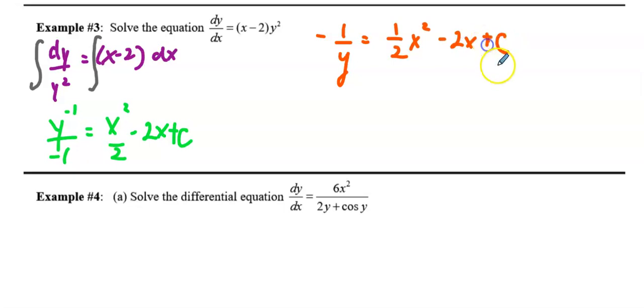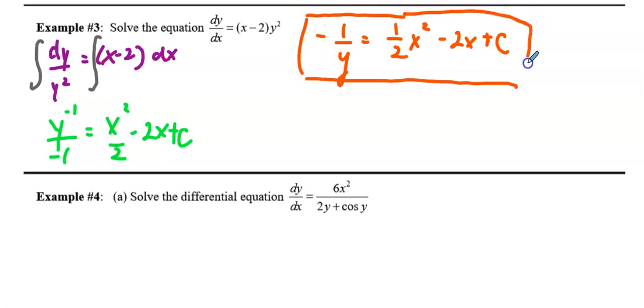Now, this is where I can say to you with confidence that you can leave your answer like this. All right, so I said in the first video that most of the time you want to essentially solve for y. Well, you already have a simple function of y right here in your equation. So we can say that this is the solution to this differential equation, because I can plug in any value for x and y, and I can get very easy numbers for this c. So this is totally fine.